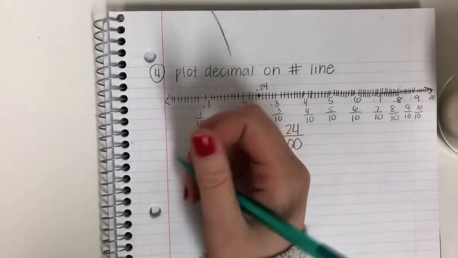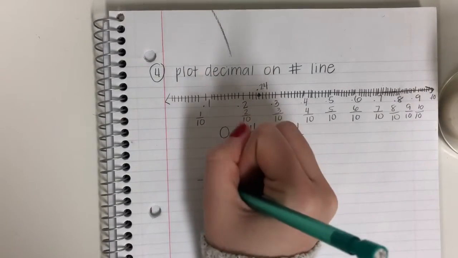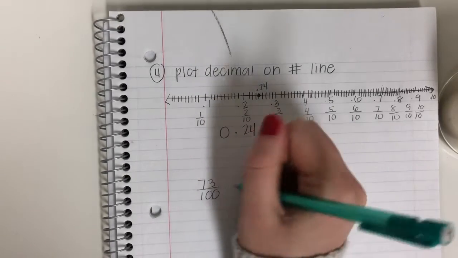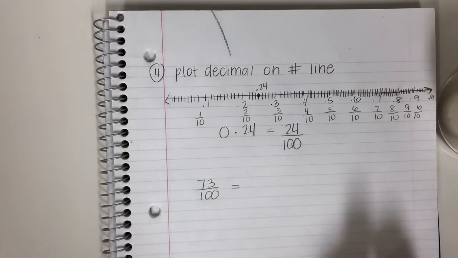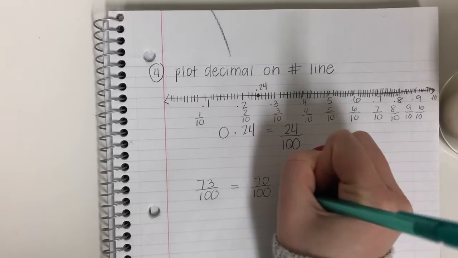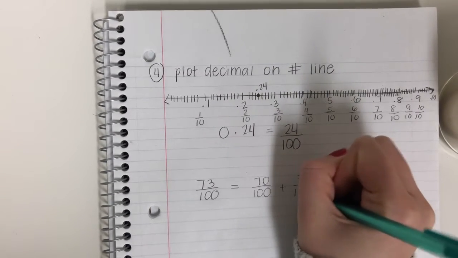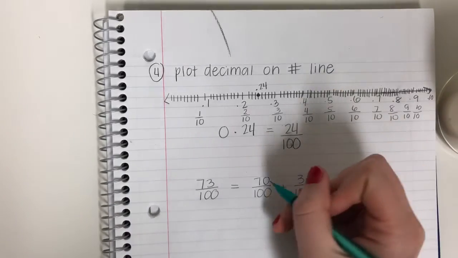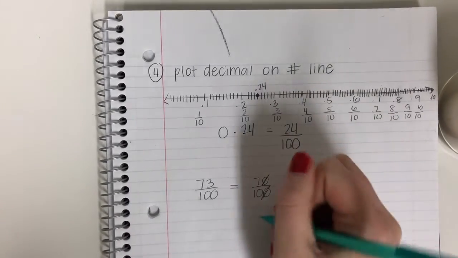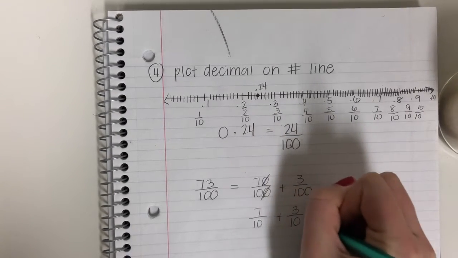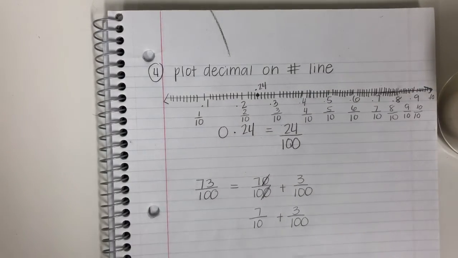Okay, so let's do 73 over 100. Okay, step one is to break apart our numerator. So I'm going to decompose it. So I'm going to do 70 plus 3. Okay, can I divide this by 10 to make it smaller? Nope, that one stays the same, but I can divide by 10 here. So now we have 7 tenths plus 3 hundredths.